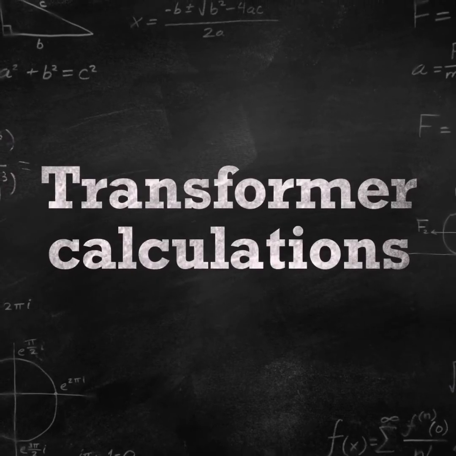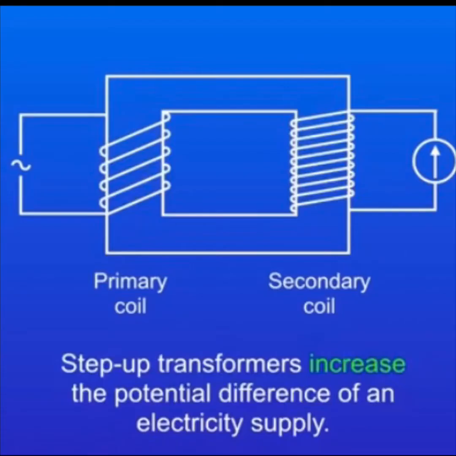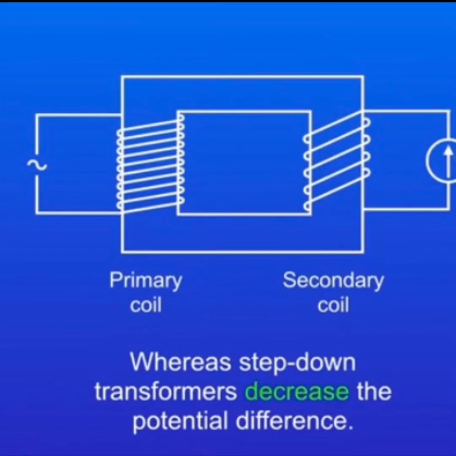Our lesson today is about transformer calculation. As we said before, we have two types of transformers: step-up transformer and step-down transformer. The step-up transformer increases the potential difference of an electricity supply, whereas the step-down transformer decreases the potential difference.